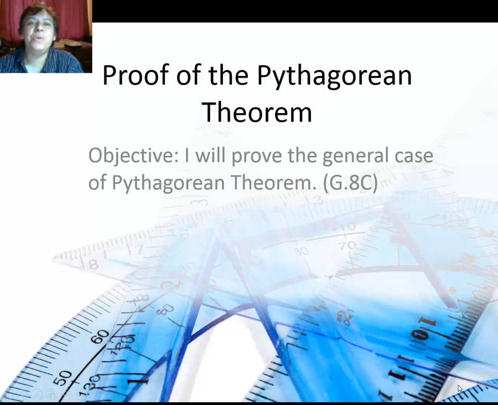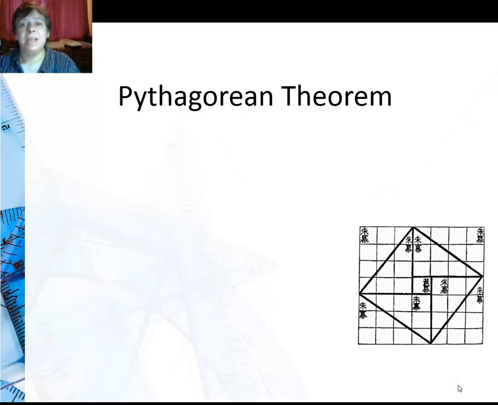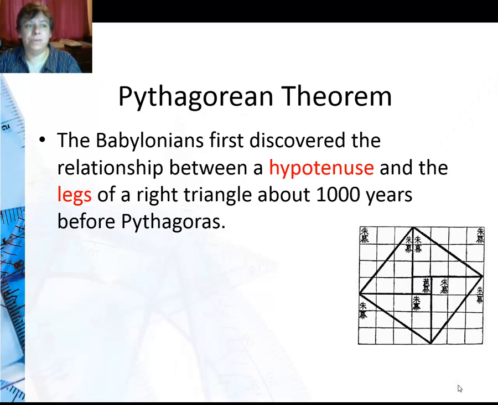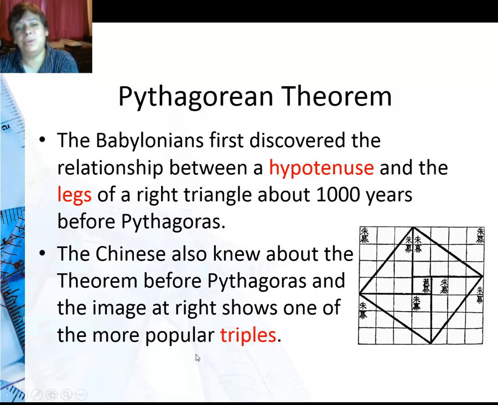In this lesson, we're going to prove deductively the Pythagorean theorem. Now, the Pythagorean theorem has been around a long, long time. The Babylonians first discovered the relationship between a hypotenuse and legs of a right triangle about 1,000 years before Pythagoras. And the Chinese also knew about it.